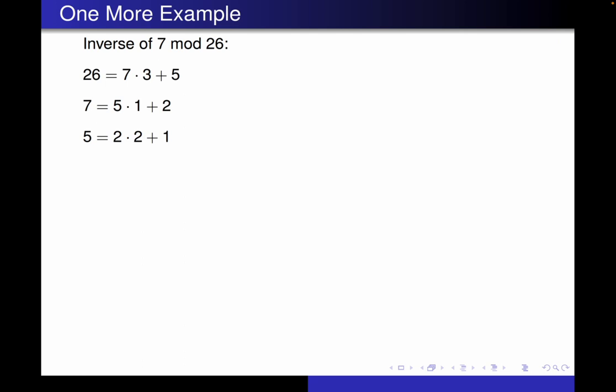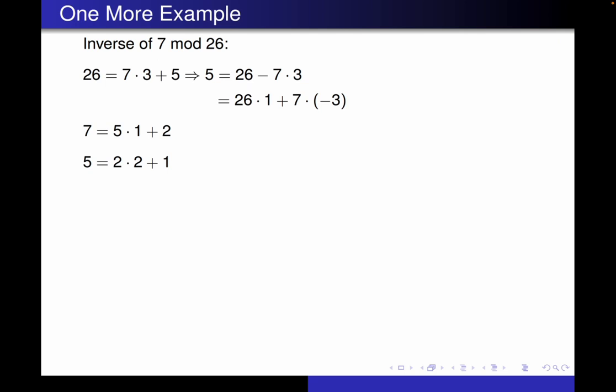Fortunately, that GCD gives us 1. Yay. But now we're going to find our remainders as multiples of 26 plus multiples of 7. So the first one's always pretty easy. You just take everything except for the remainder, except for that 5, and move it to the other side. You get 5 is equal to 26 minus 7 times 3. And then we're already there because we get 26 times 1 plus 7 times negative 3, exactly what we wanted. Right, a multiple of 26 plus a multiple of 7.